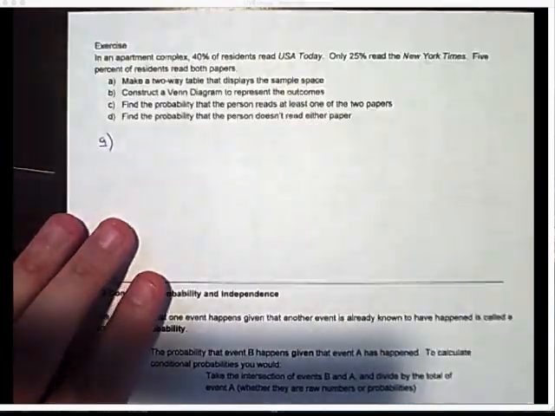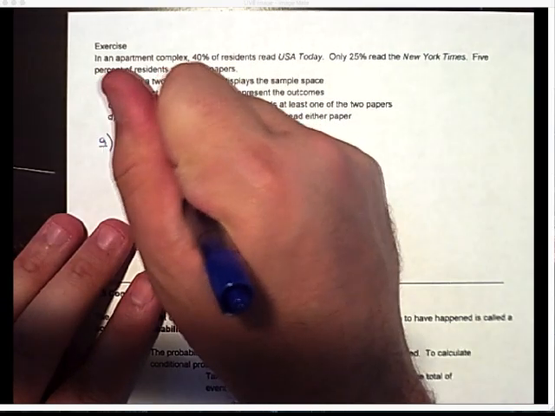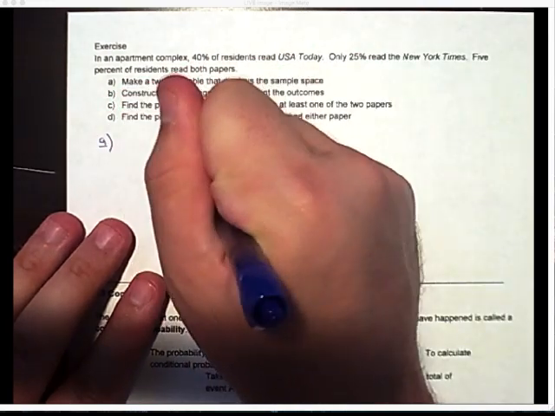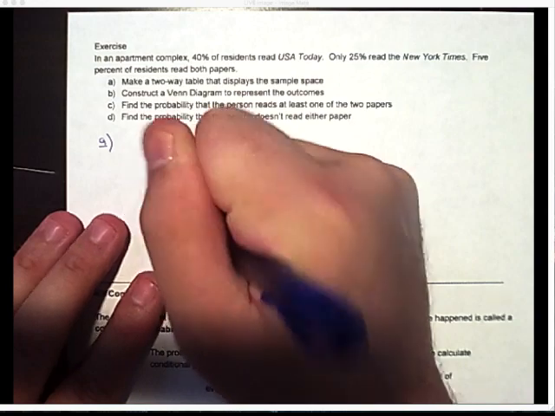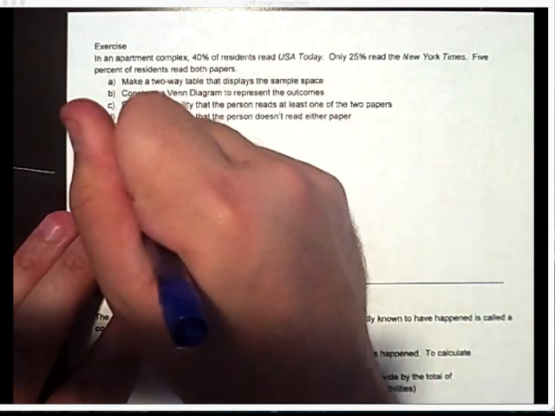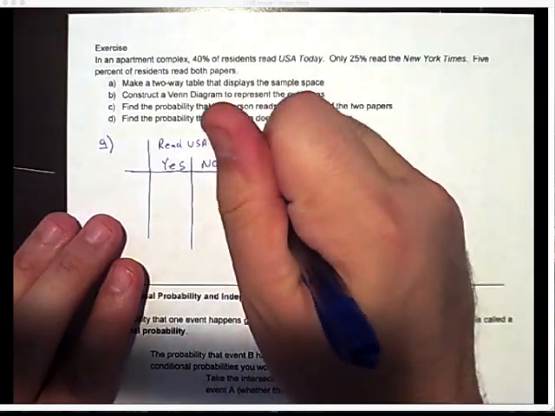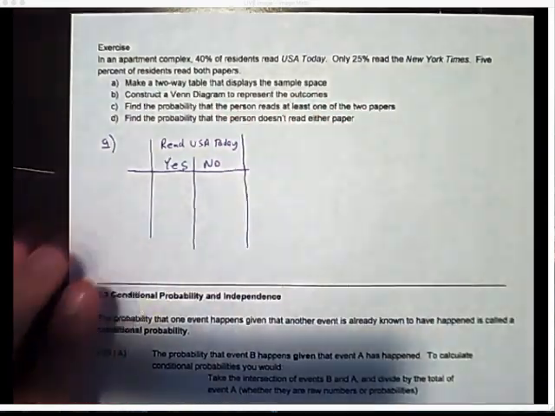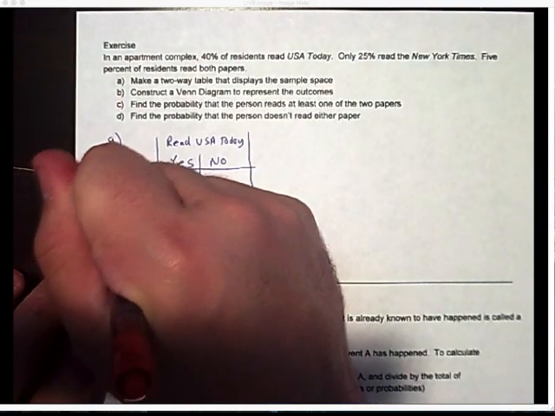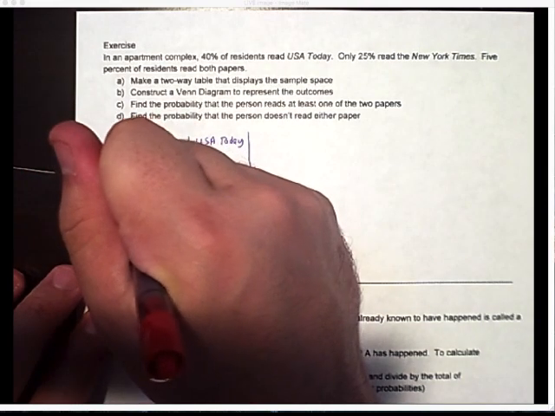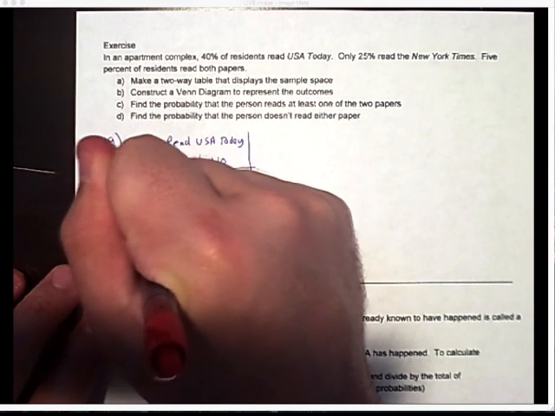All right. So up here on the top, we can say read USA Today. And either someone does or does not, so I could say yes or no. And over here, I can say read New York Times. And people can do one of two things, yes or no.